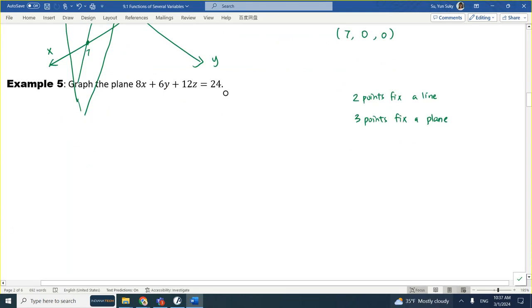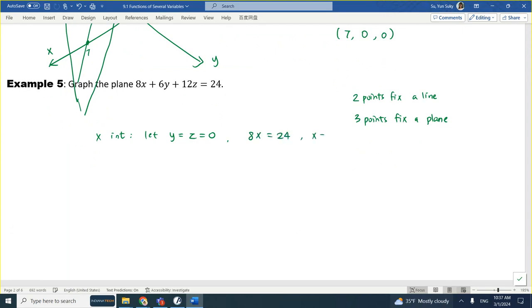Usually, we want to see where the plane intersects the x-axis, y-axis, or z-axis. So we find the x-intercept. For the x-intercept, we let y and z equal 0, and we solve for x. Let's do that. So y and z are 0. What is x?